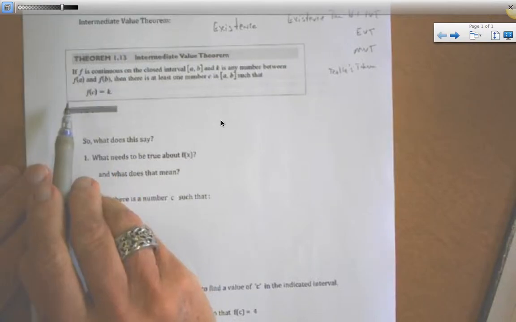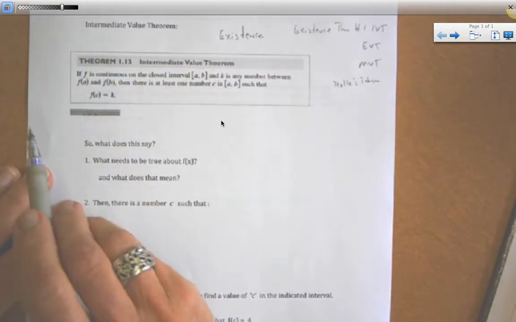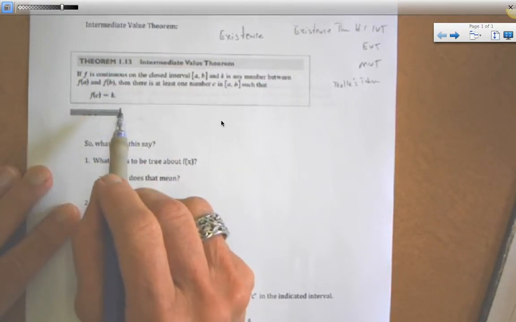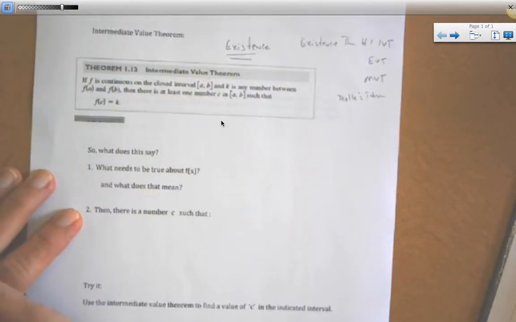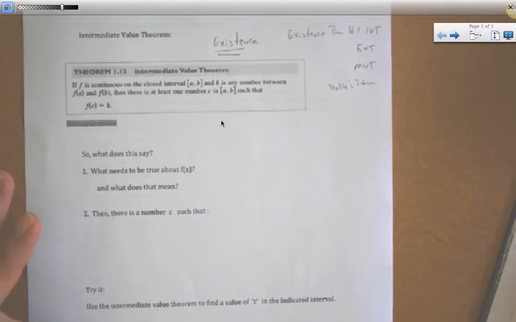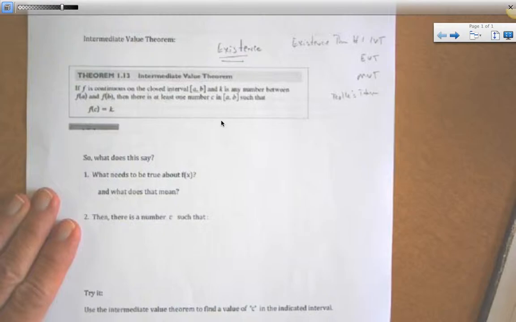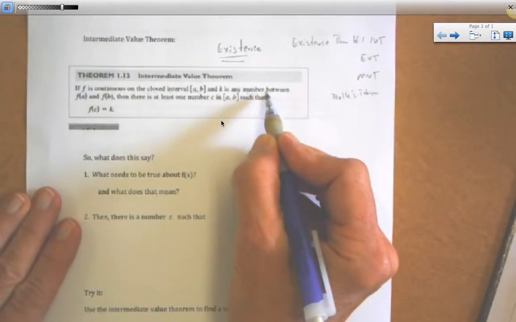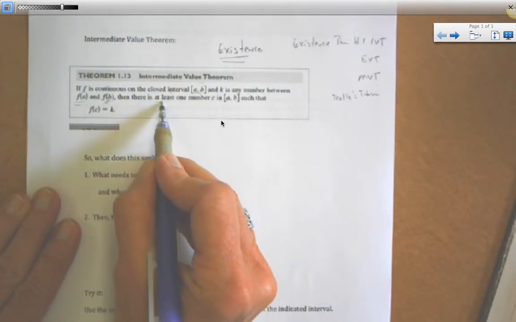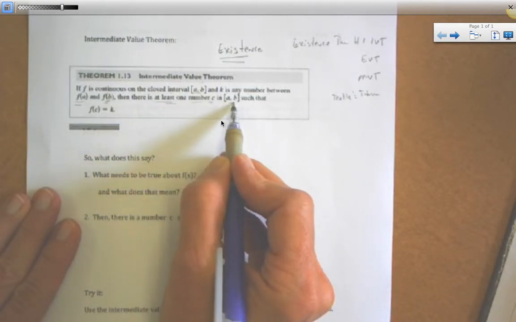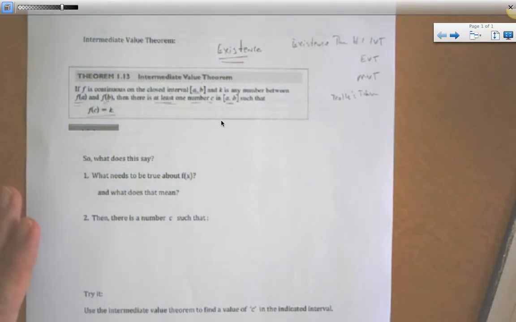Okay, so intermediate value theorem, these conditions have to exist in order for you to use it, and this is what they're testing you on. Can you recognize these conditions are true in order for you to use this theorem? Again, this is talking about existence of something, not necessarily finding a value, and that's what makes it kind of vague. If f is continuous on the closed interval [a, b], we just talked about continuity on a closed interval, and k is any number between f(a) and f(b), then there is at least one number c in the closed interval [a, b] such that f(c) equals k. Kind of interesting. It says a lot.